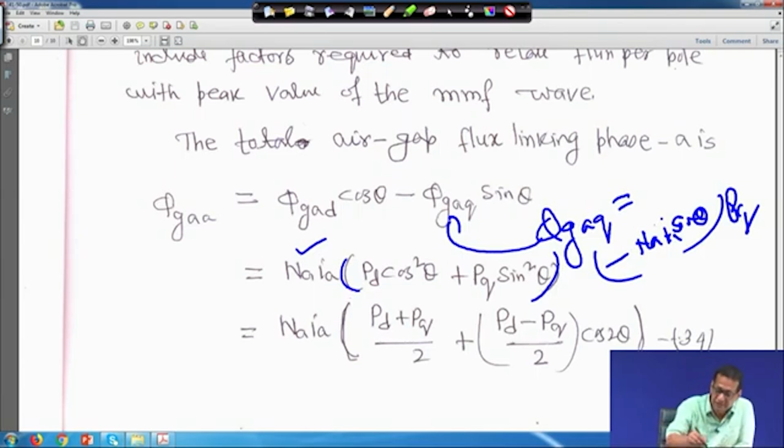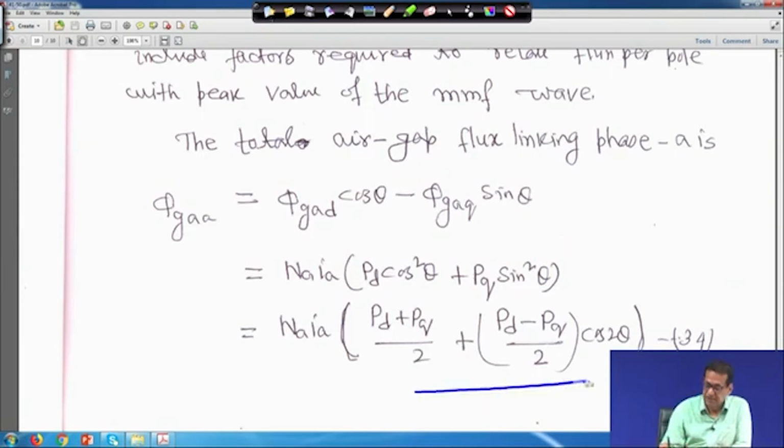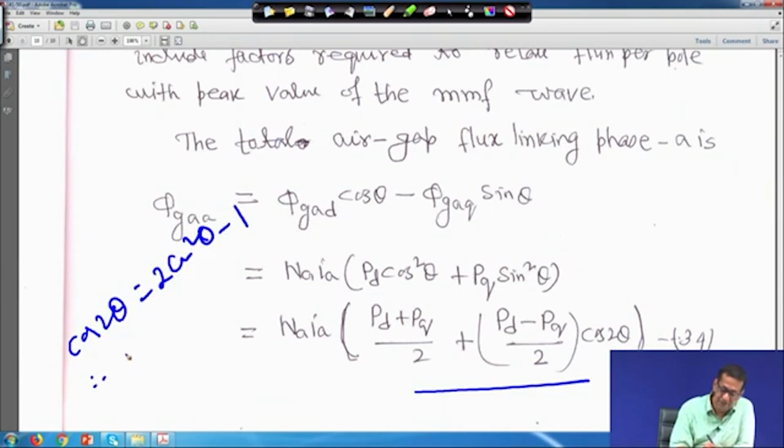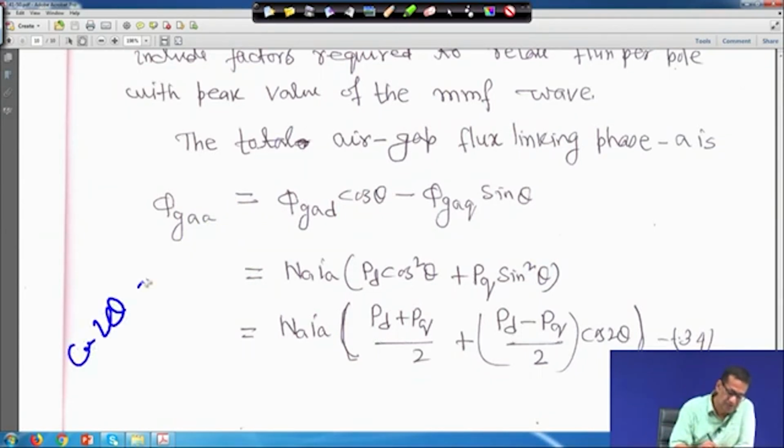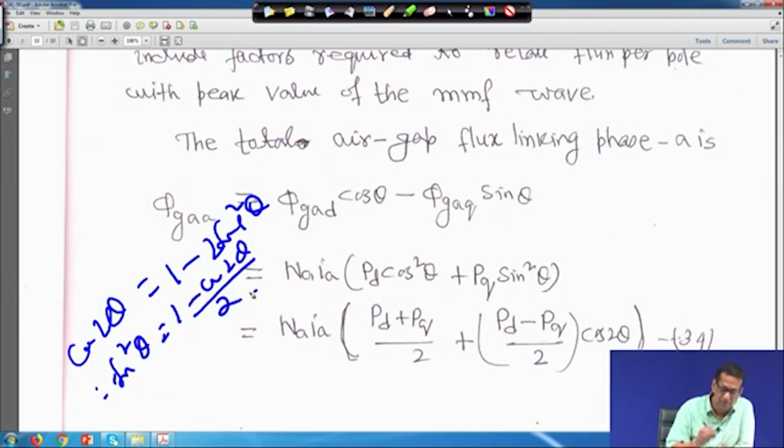Now let me clear this. After that you simplify, because we know that cos 2 theta is equal to 2 cos square theta minus 1, that means cos square theta is equal to (1 plus cos 2 theta) divided by 2. So you substitute that here. Similarly for sin square theta, cos 2 theta is equal to 1 minus 2 sin square theta, that means sin square theta is equal to (1 minus cos 2 theta) by 2. Here also you substitute and then simplify.